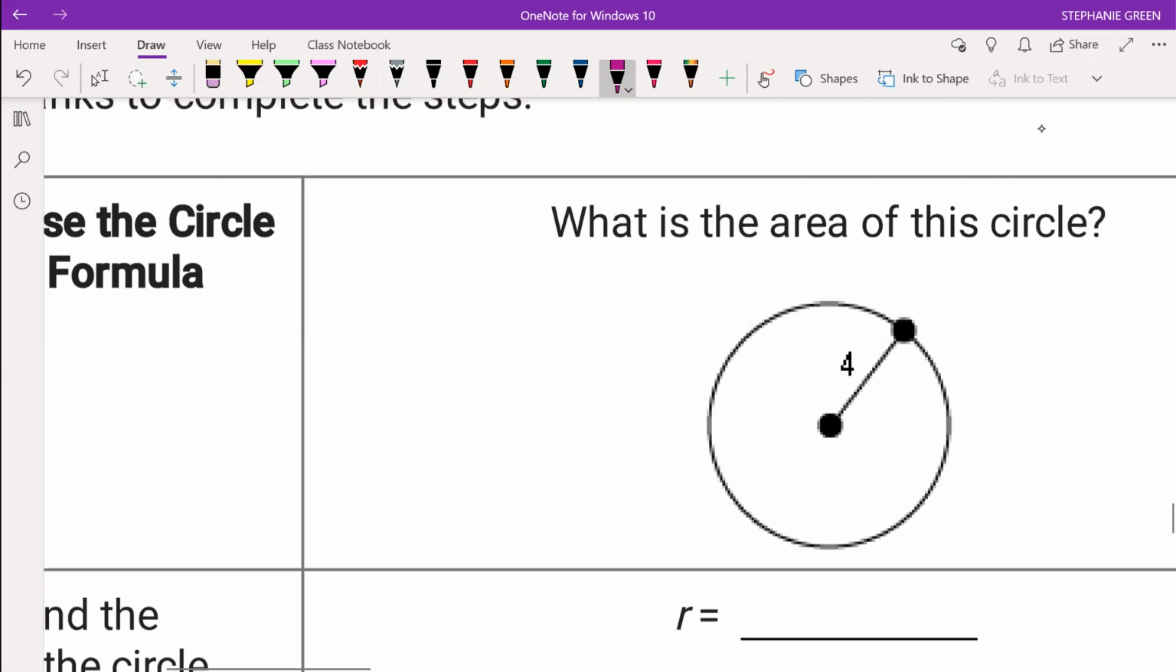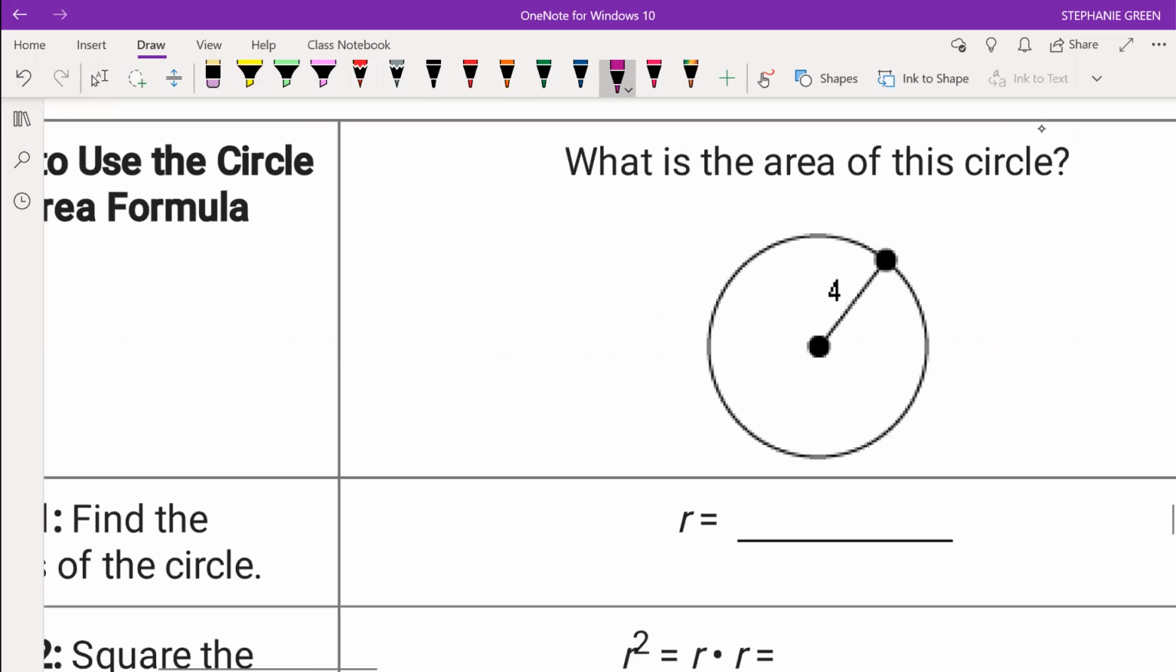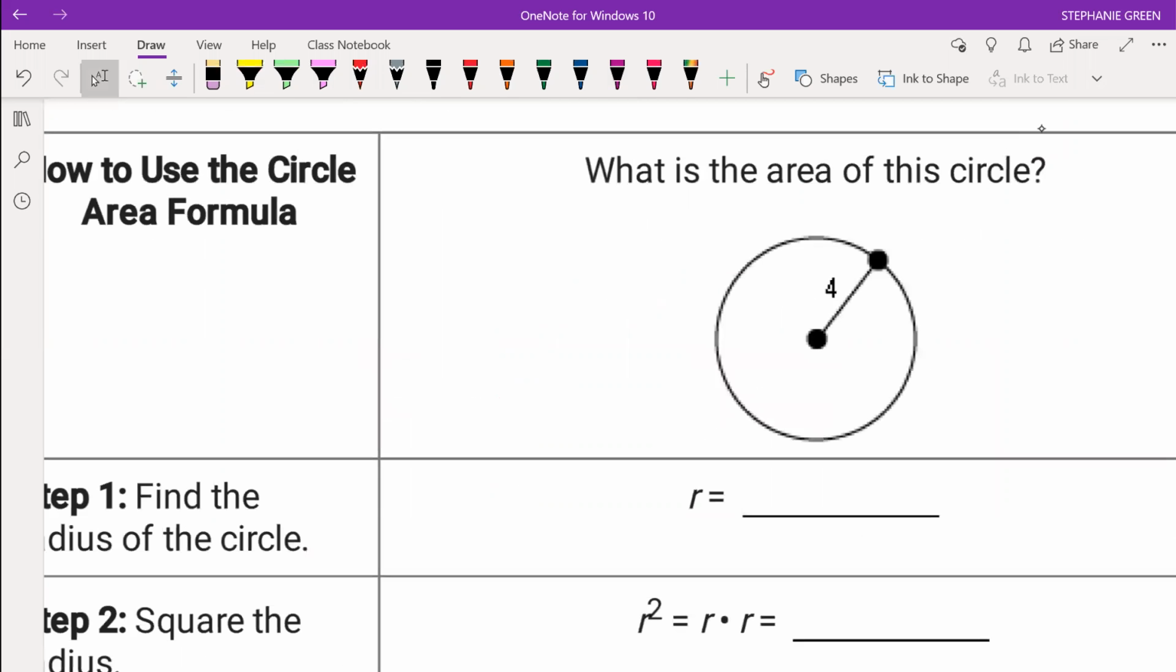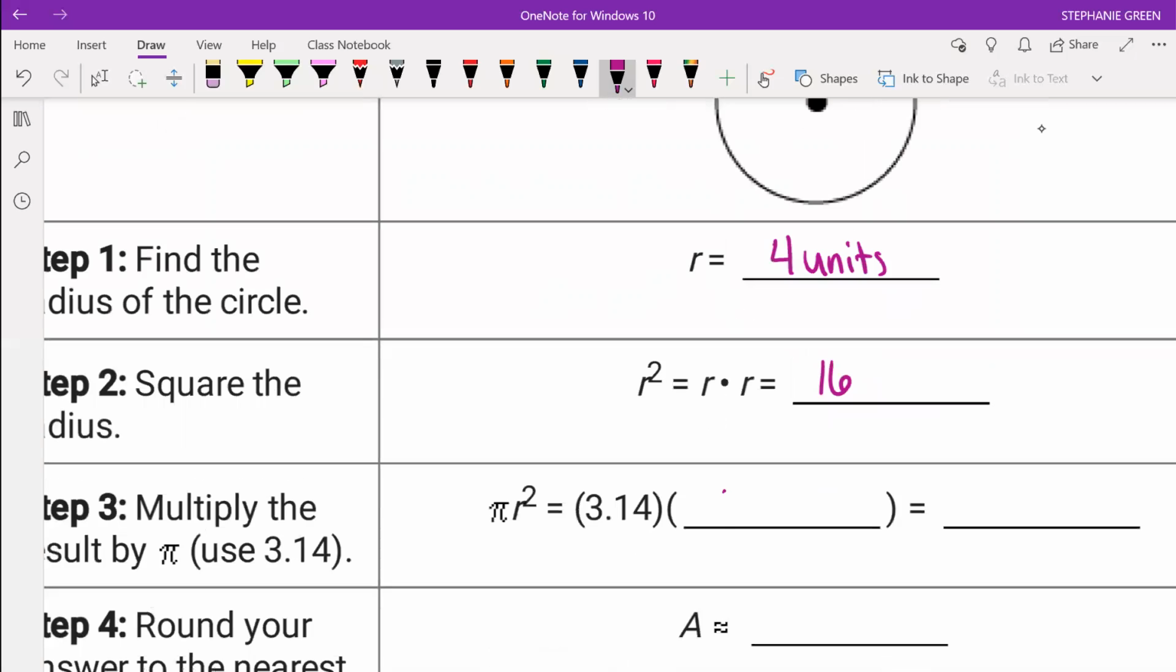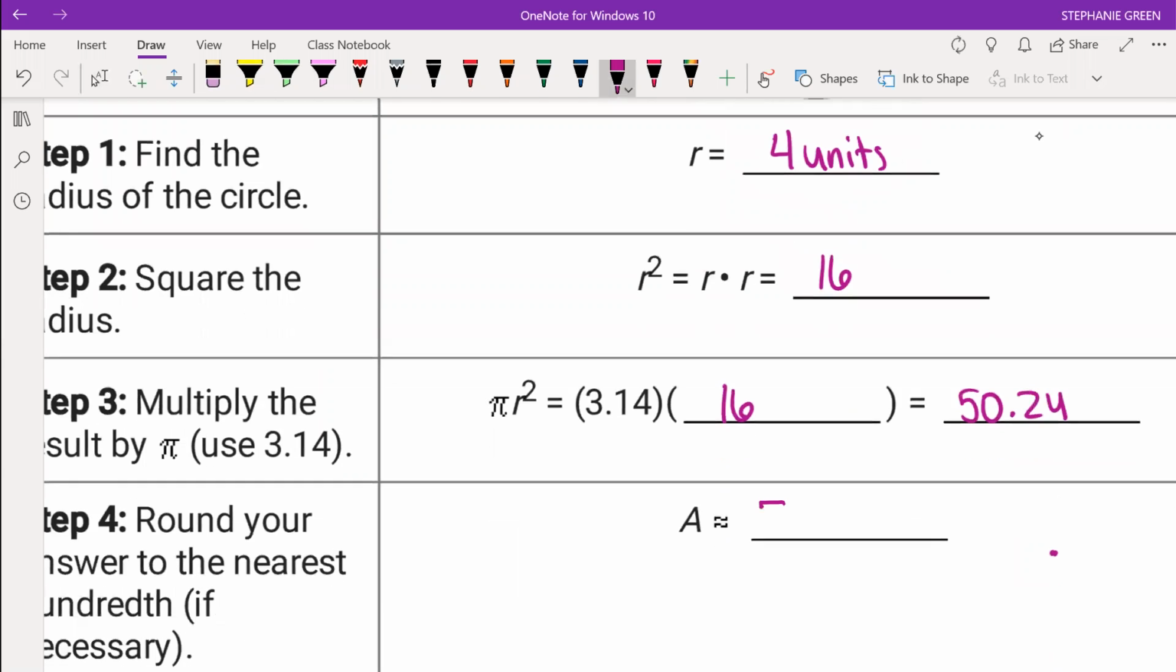Let's go ahead and use this formula. So in this first one, we can see the radius is 4 units long. So r squared, then, r times r, would be 16. So pi r squared is pi times 16, which is 50.24. And I again just use my calculator to get that. And I don't need to round here because it's already rounded to the nearest hundredth.